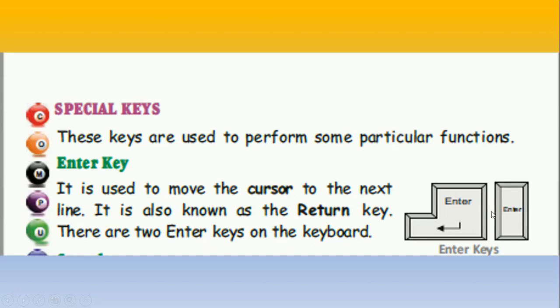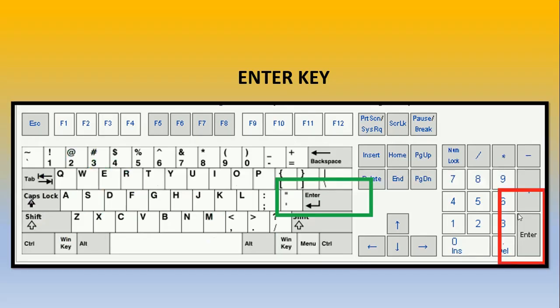See, enter keys have different shapes. This one is a stair sort of key. This is the enter key. This is again the enter key. 2 keys are there on the keyboard. You can see here on the picture. One enter key is here with the alphabet keys and the second enter key is with the numpad. 2 enter keys are there on the keyboard.